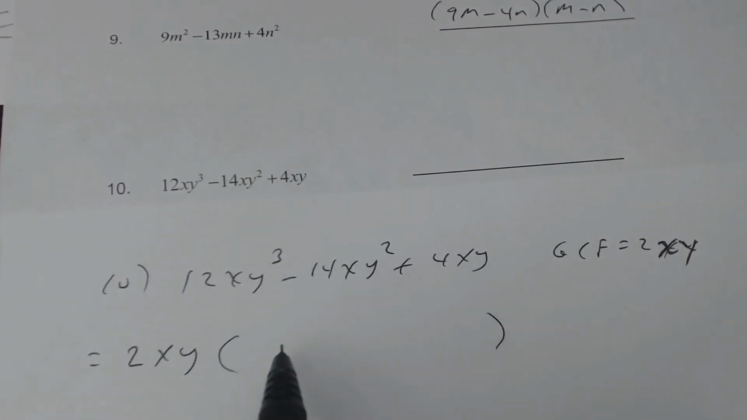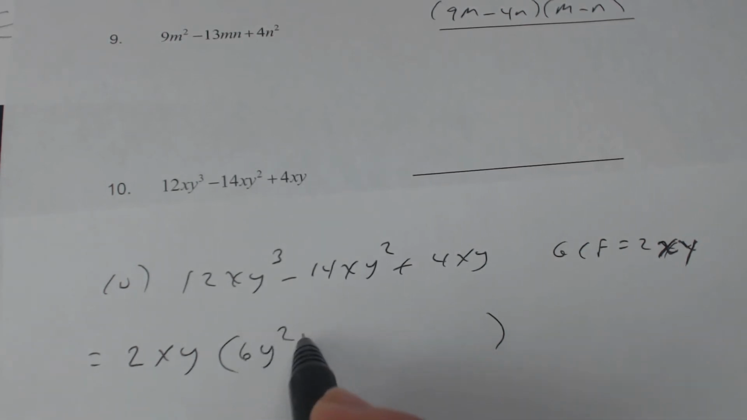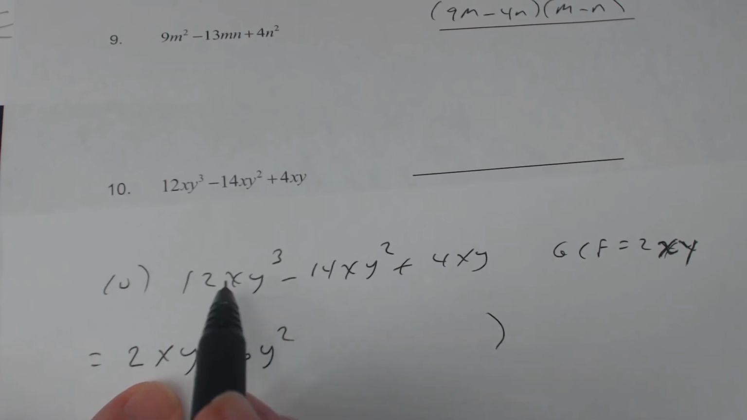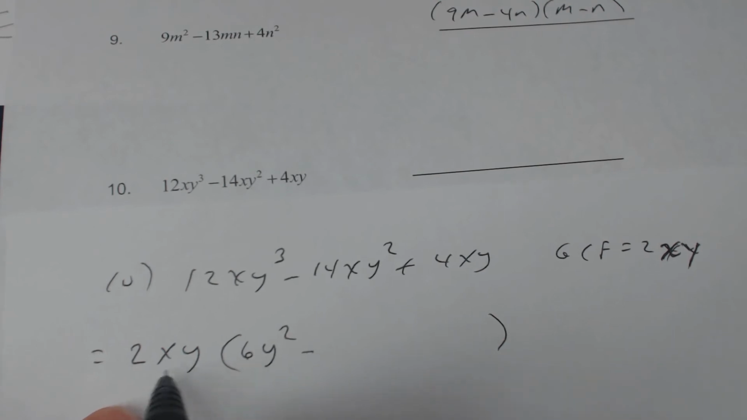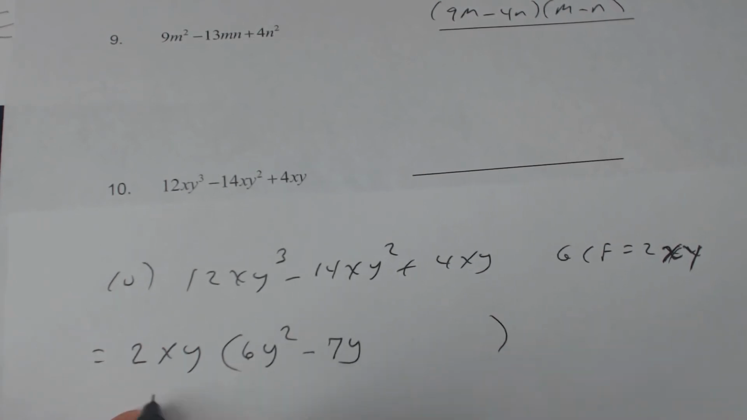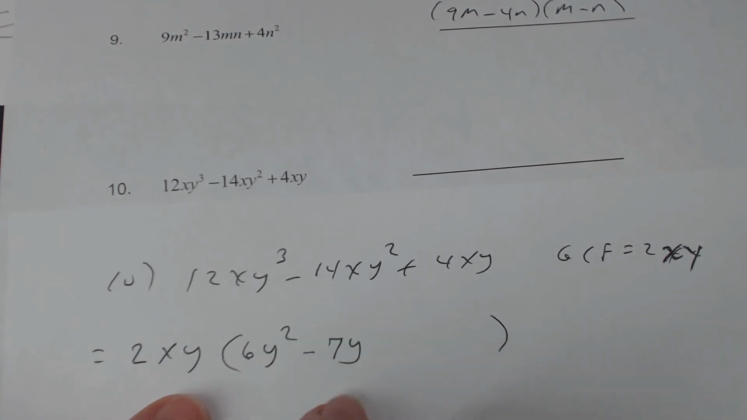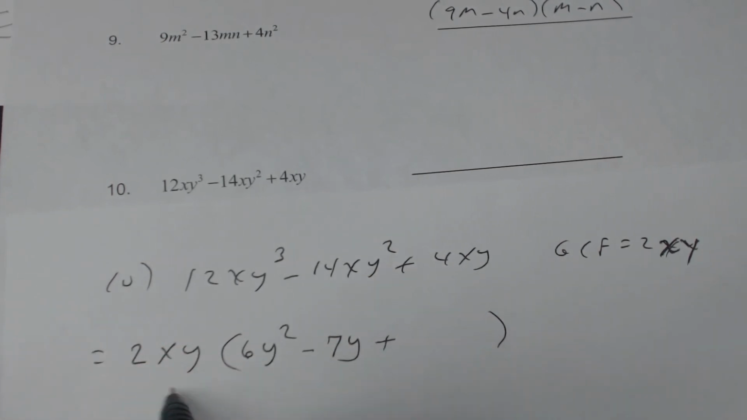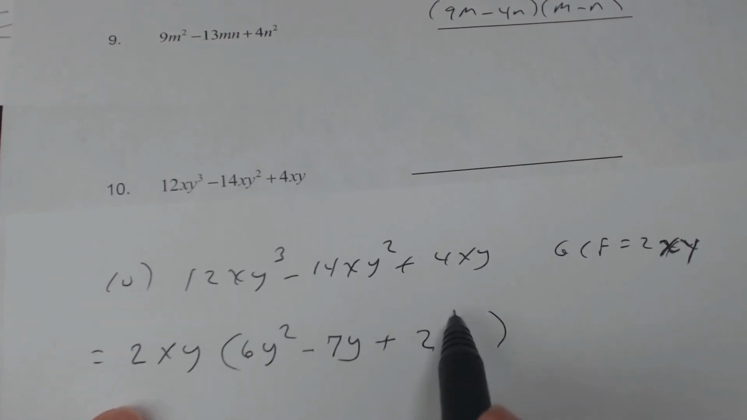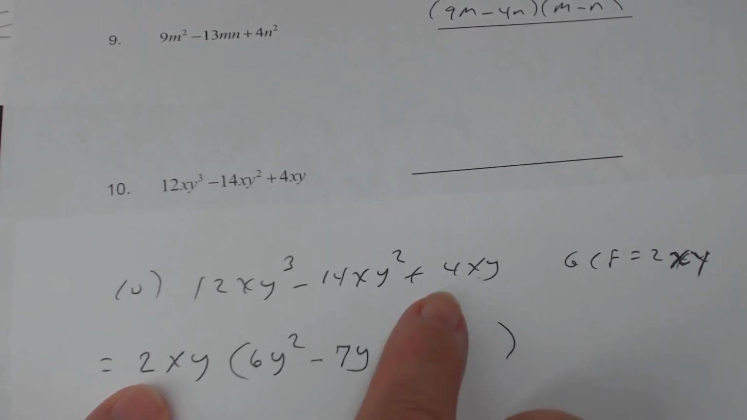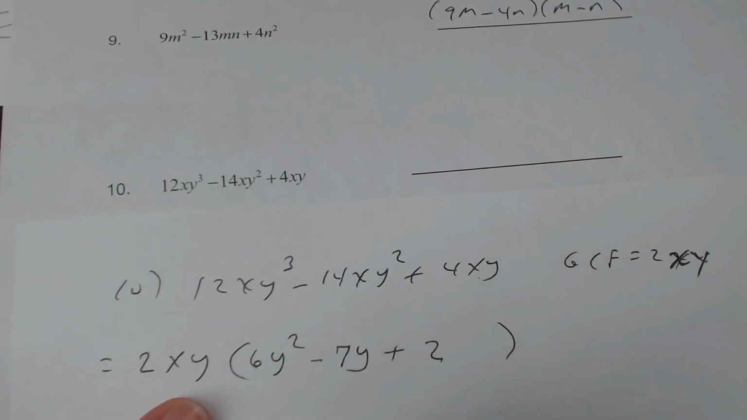So I'm going to factor out a 2xy, and then let's see what we get here. If I have 3 terms, I need 3 terms in here. 2xy times 6y squared is 12xy cubed, minus 2xy times a negative 7y is a negative 14xy squared. So 2 times a negative 7 is negative 14. Y times y is y squared, and you have that x. Plus 2xy times 2 will give me 4xy. 2 times 2 is 4.